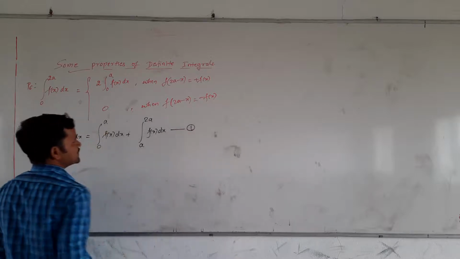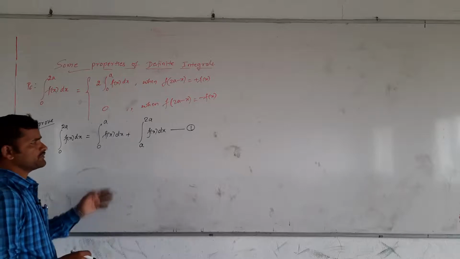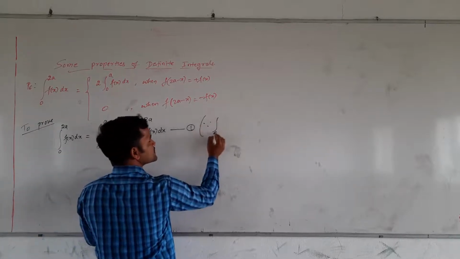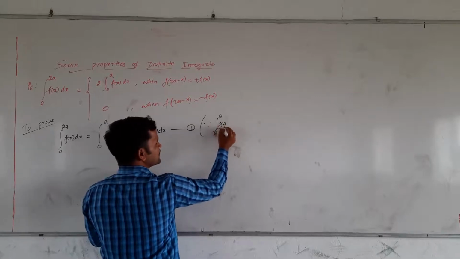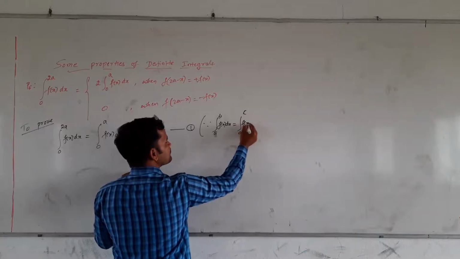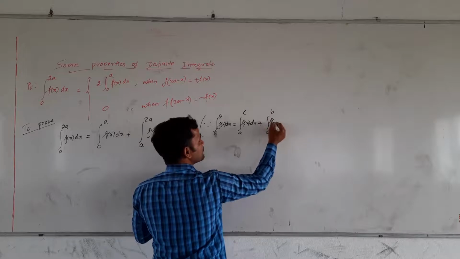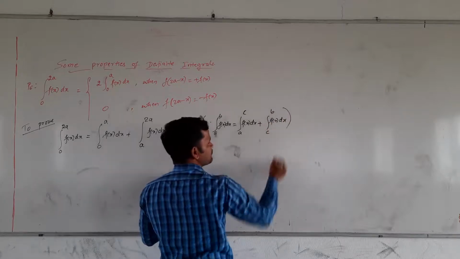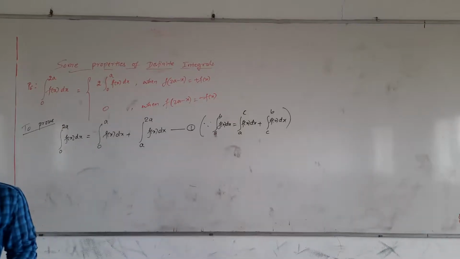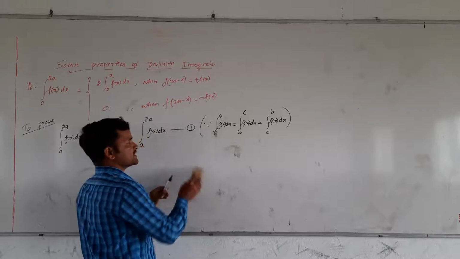Let me name this as equation 1. In this equation we are going to modify. How am I writing this? I am writing this because integrating from a to b f of x dx is equal to, we know this, integrating from a to c f of x dx plus integrating from c to b f of x dx. We know this property. Using this property I am writing here. I don't have enough space here, that's why I will erase this.